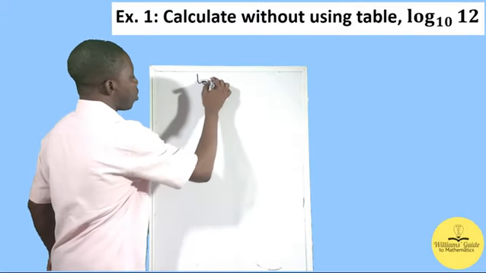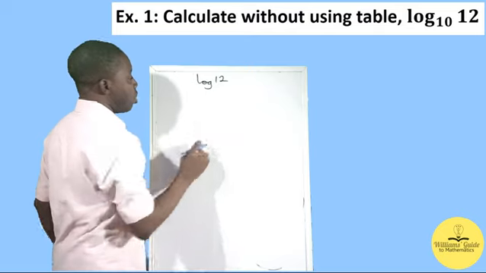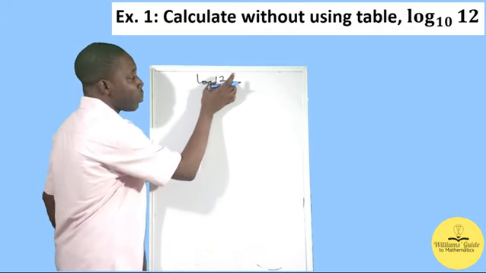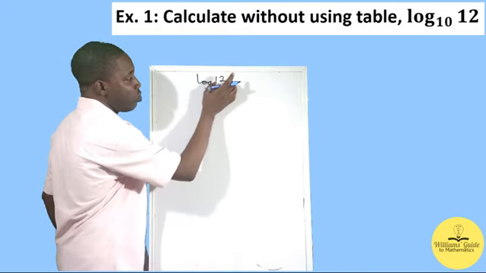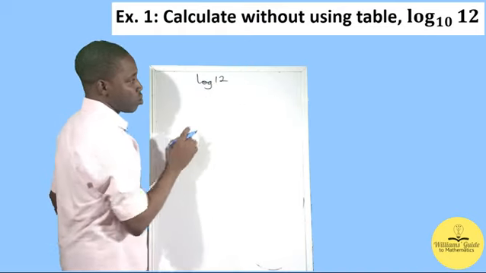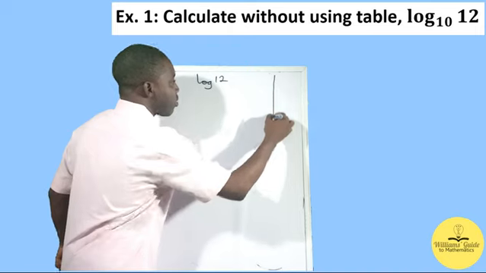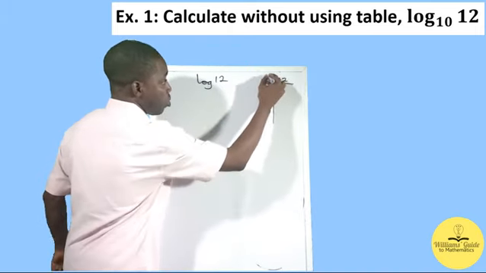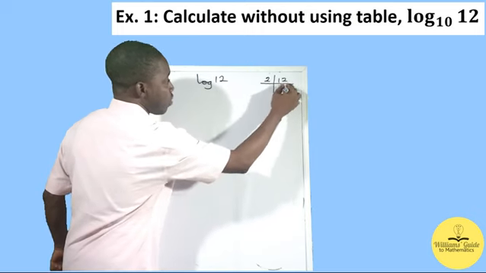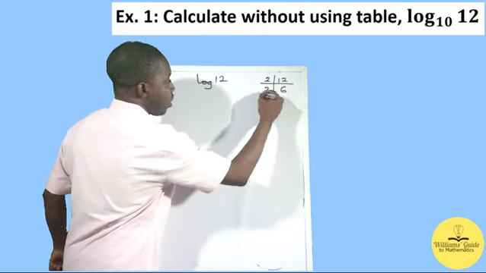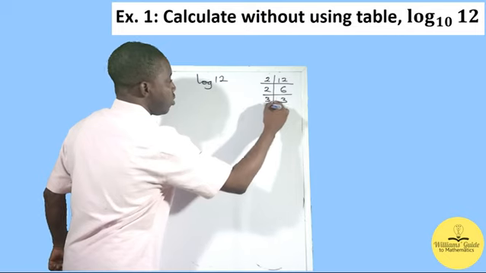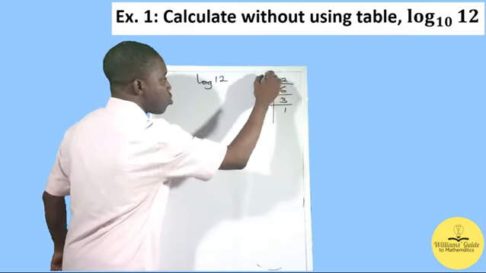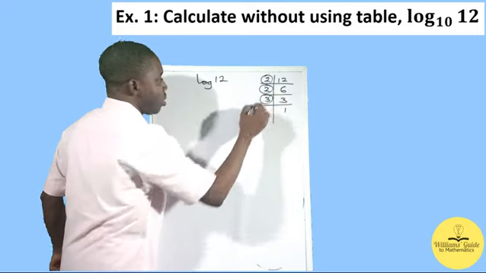We have log 12. Remember I said we need to express whatever number we are given using prime factors. Now we start by getting the prime factors of 12. 2 can go in 12 and 2 is a prime number. 12 divided by 2 is 6. 2 can still go. We have 3. 3 in 3 will give us 1. So the prime factors of 12 are 2, 2 and 3.